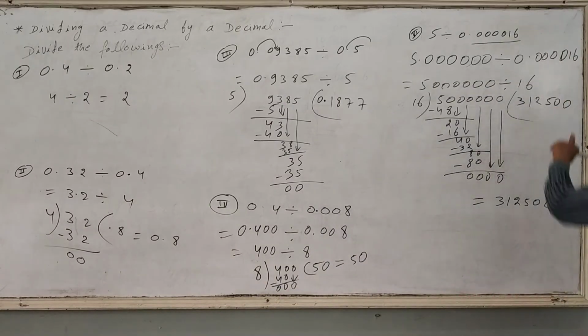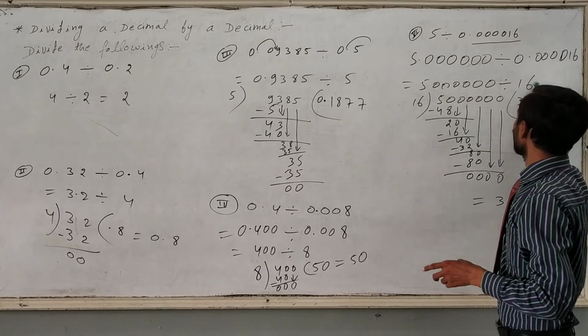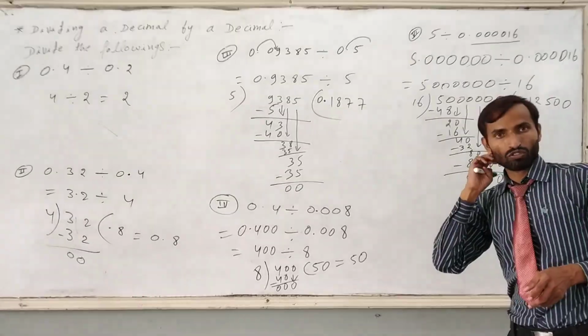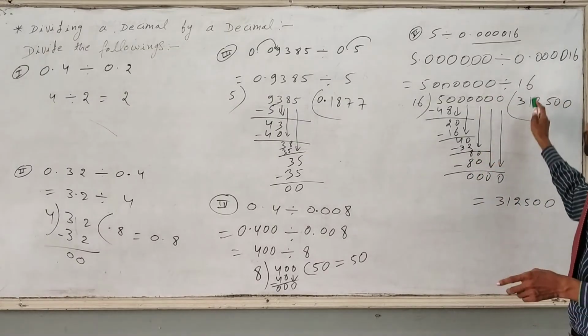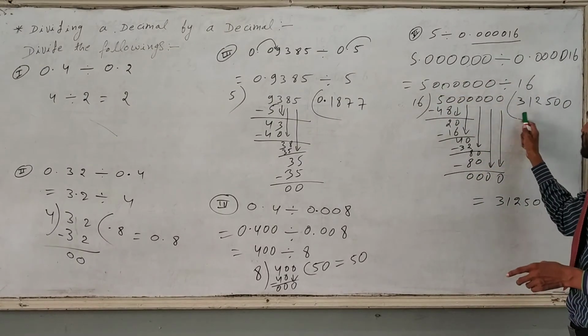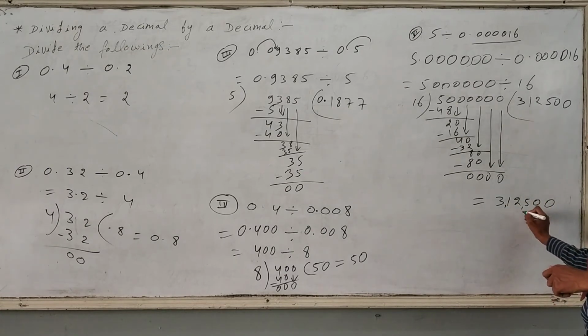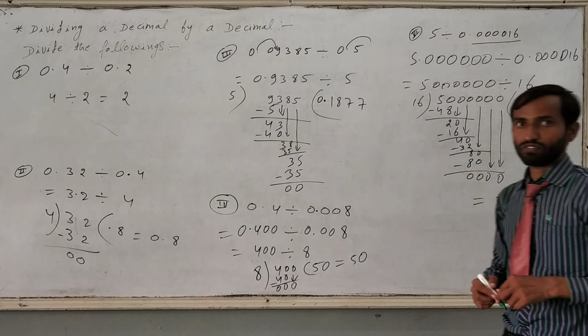Then 16 will come, because before 0 there is no value for this 0. So 16 is the divisor and the dividend is 5 with 6 zeros. So 16 divided by this. Then you have to divide in the process. I have divided up to this point. Then it has 0; I have written that 0 also. And again one 0 we have to write down there. Then the final answer is 3,12,500.